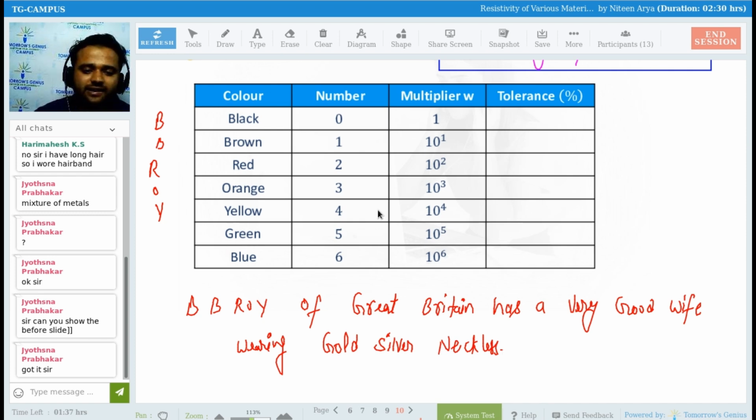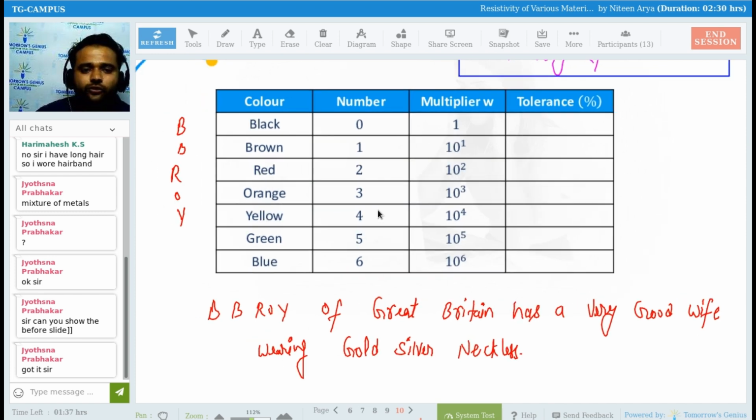Okay, now you understand in this way. See how you can rearrange this terminology. You either learn it by heart, or remember it, or make up something of your own. But this one we have properly used for years. So B.B. Roy of Great Britain has a very good wife wearing gold, silver necklace. What is the meaning of that?